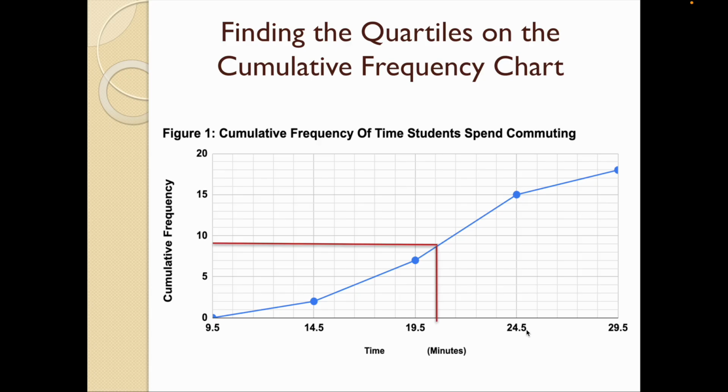19.5, 24.5. What is the difference between those two? 5. And we have 5 lines. So 5 divided by 5 is 1. That means each of these lines represents 1. So therefore 19.5, this here would be 20.5, 21.5, 22.5, 23.5, and 24.5. So I know that my median is 20.5.